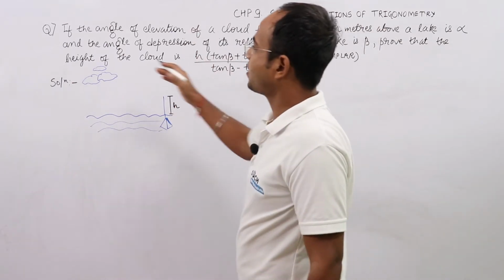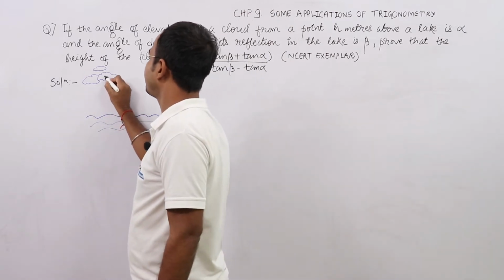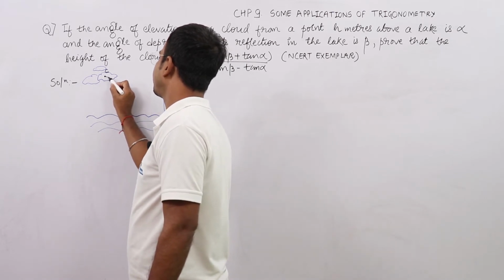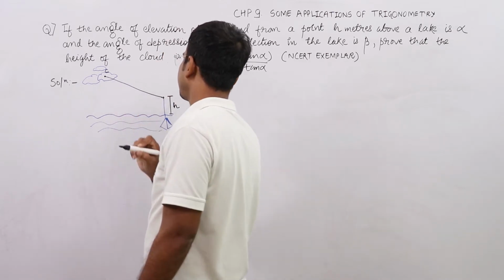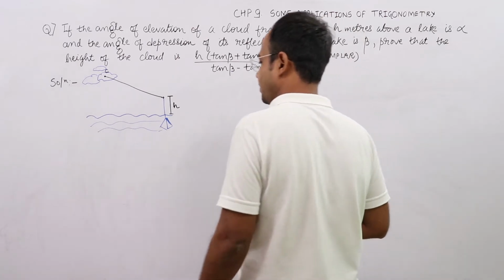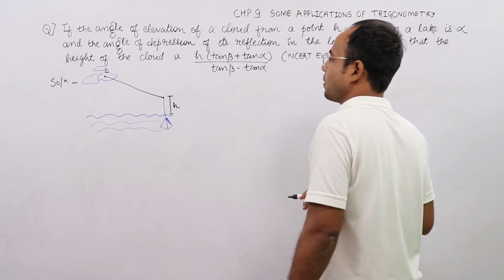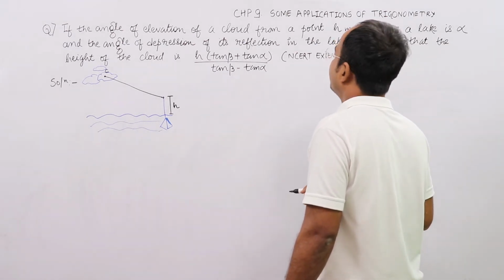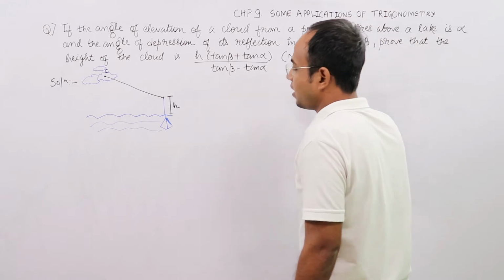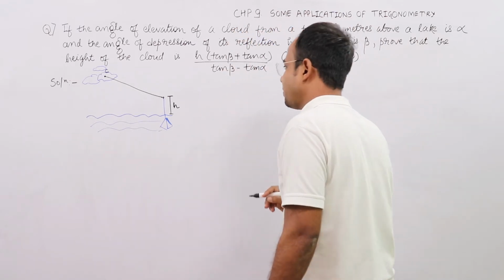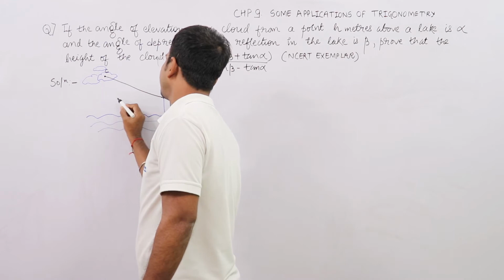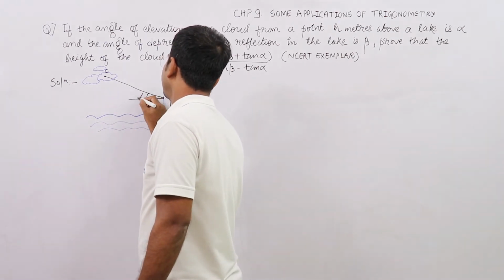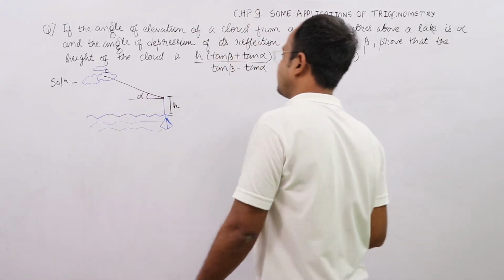So he saw that cloud. Suppose the cloud is at C. C is the cloud. So angle of elevation, because with respect to this, he has to look like this. This is the angle of elevation, right? You can see. Now, what do I observe? This angle of elevation is given to be alpha. That means with respect to this horizontal line, suppose I draw a horizontal line here, this angle is alpha, right?